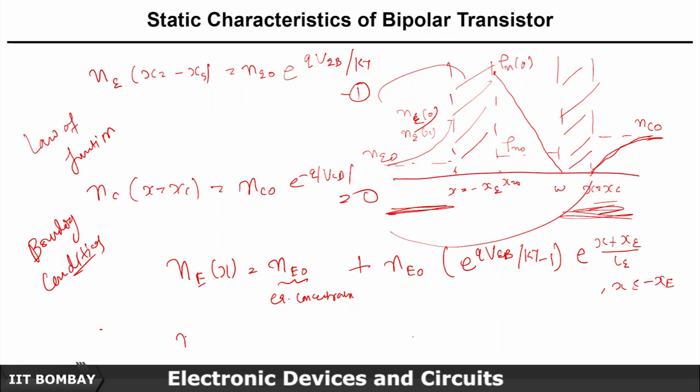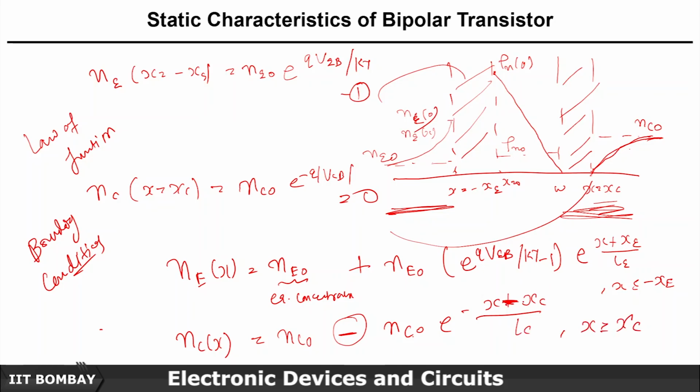Similarly, for NC(x), I am now talking about the collector. This is NC0 minus, and this is important, a minus sign, because the concentration is going down here. On the contrary, here it is higher. So NC0 e raised to the power minus (x minus XC) divided by LC, where x has to be equal to or larger than XC here. So these are the expressions for electrons in the p-type emitter and the collector.